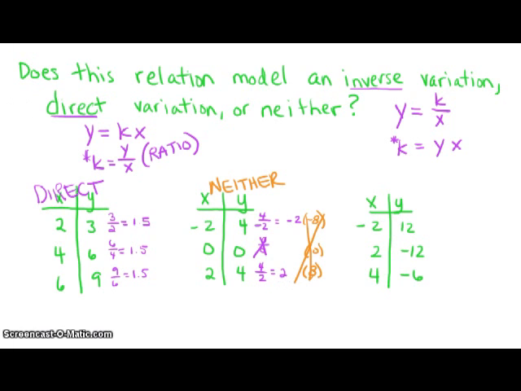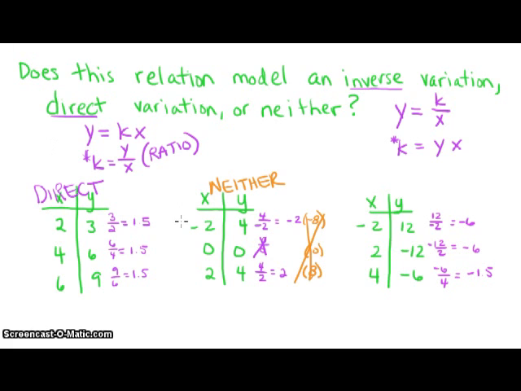Alright, let's check this very last one. Let's start with checking the ratio, y over x. So 12 over negative 2. 12 over negative 2 equals negative 6. Alright, let's check the ratio again, y over x. So negative 12 over 2 equals negative 6. This one looks like it might be direct. And then y over x. Negative 6 over 4. Wait. This is negative 1.5, so it's not the same. So this is not a direct variation.